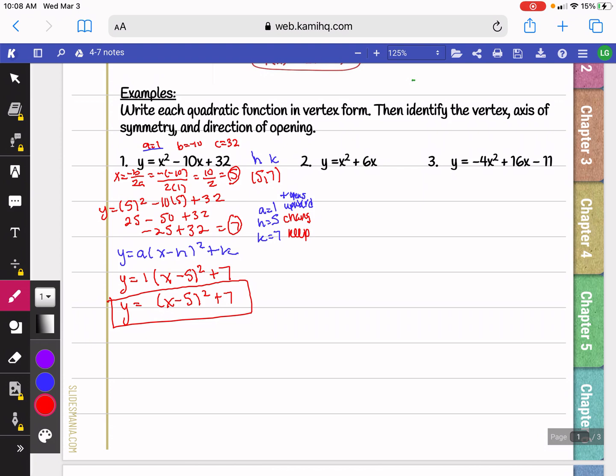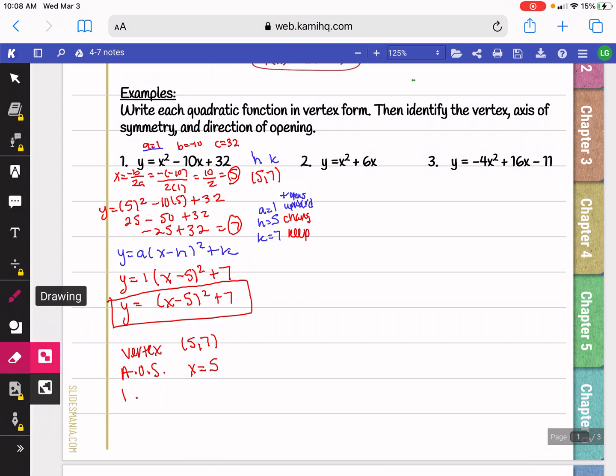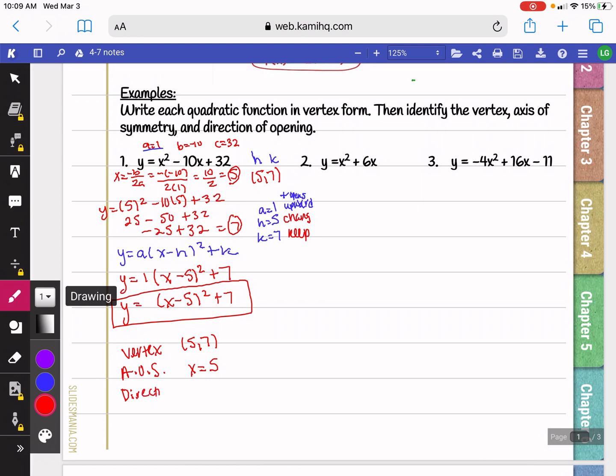And again, we wanted to identify the vertex, axis of symmetry, and direction of opening. Well, we already said our vertex is (5, 7). Our axis of symmetry is the x from the vertex. So it's going to be x equals 5. And our direction of opening comes from that a value. So since our a was positive 1, this one's positive, so it's going to open upward.